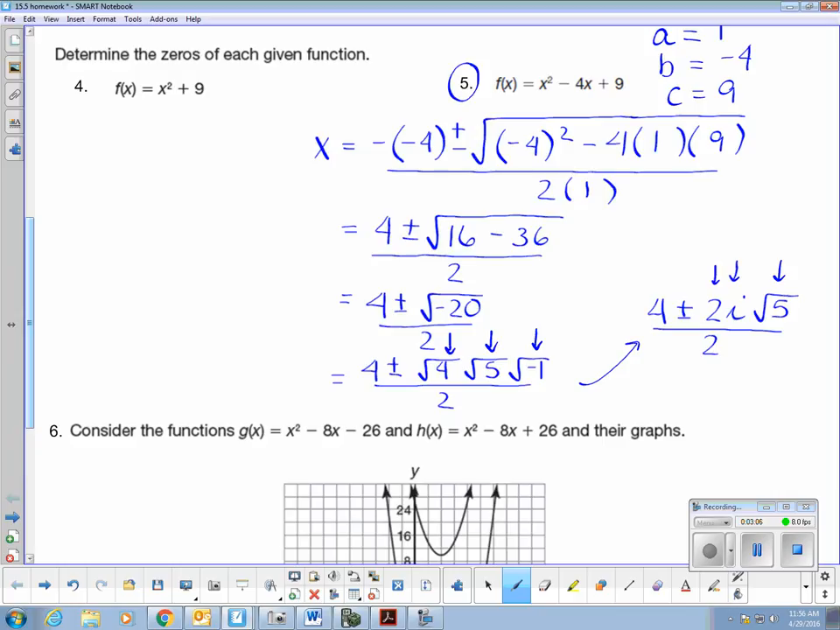And then what I notice is this first term and the second term and the denominator all have a common factor of 2. So when I divide each term by 2, I get 2 plus or minus i radical 5.